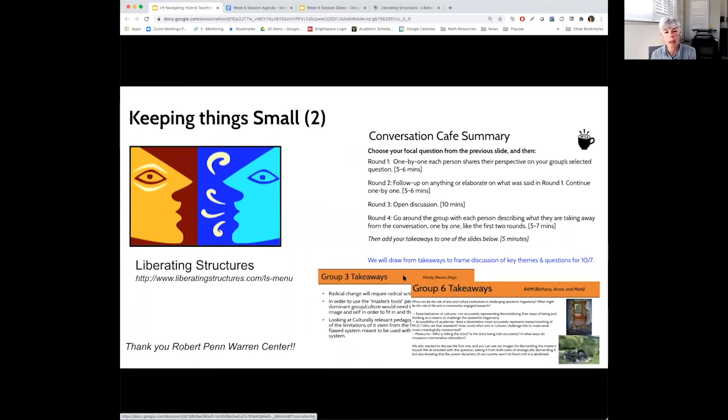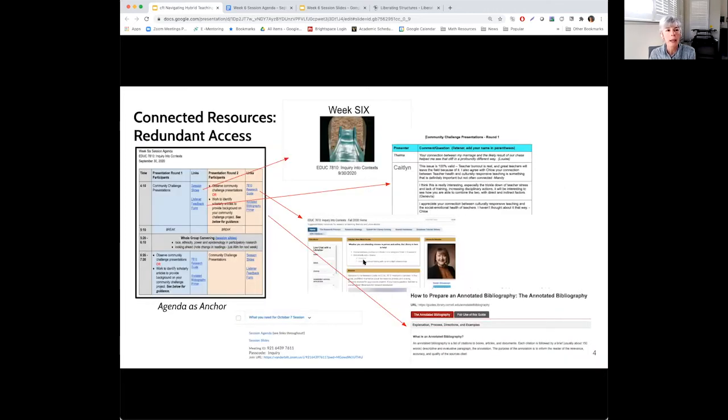So you'll see written in blue, here I've just said we'll draw from takeaways to frame discussion of key themes and questions for next week. So those were the answers to how did I support active learning? I would say it was keeping things small in those two ways.